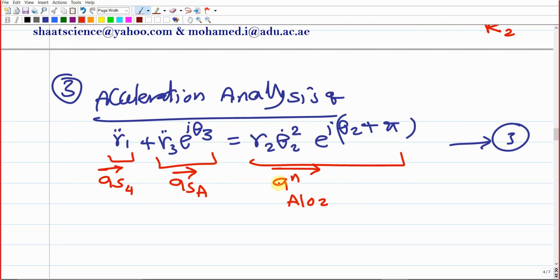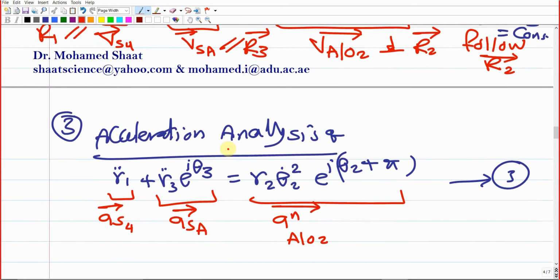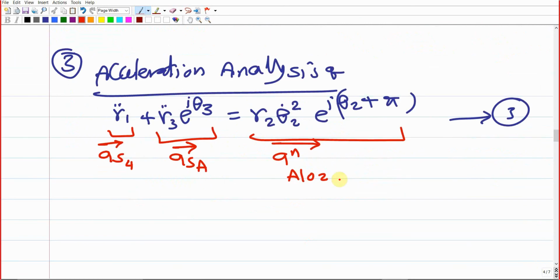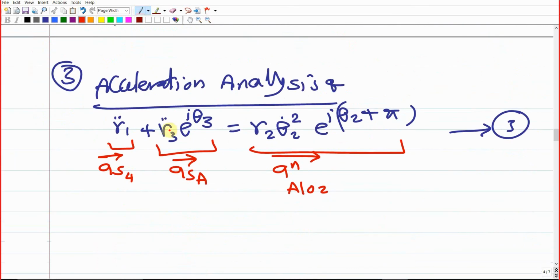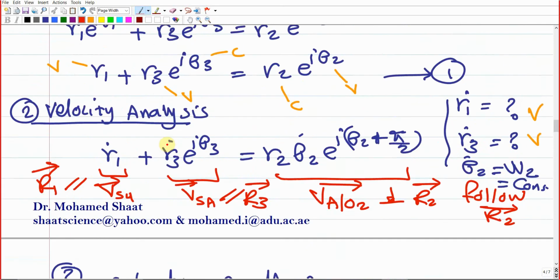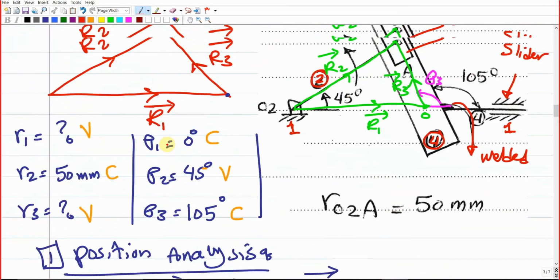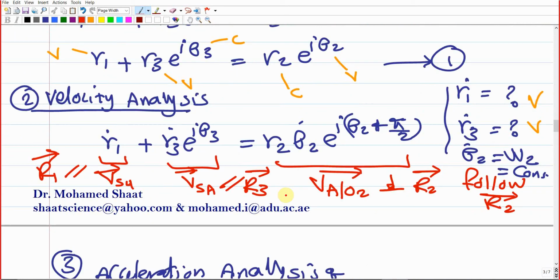These are the 3 acceleration components. You can decompose this equation into cosine and sine, correlate the real parts and the imaginary terms, and finish the acceleration analysis by solving these 2 equations in 2 unknowns. We have R1 double dot and R3 double dot, which are the 2 unknowns for this mechanism. Make sense? For the last mechanism here, I'm just going to do the same, very quickly.